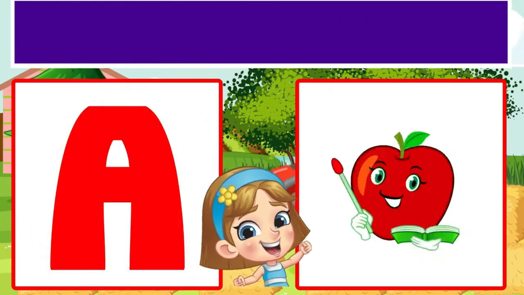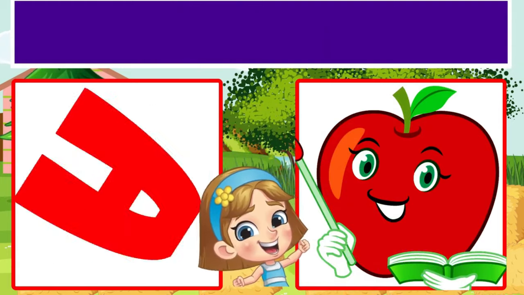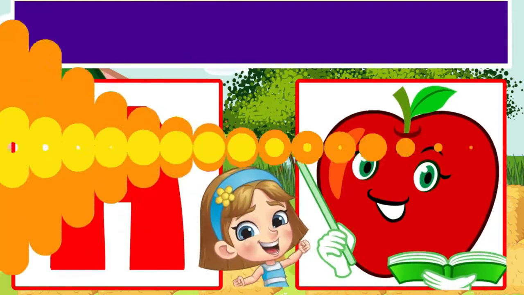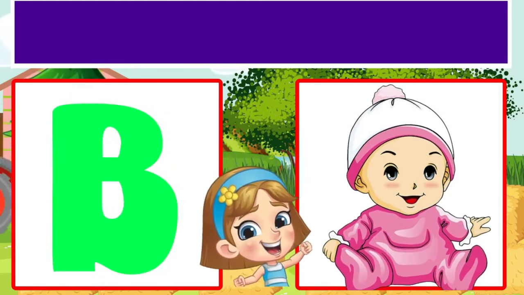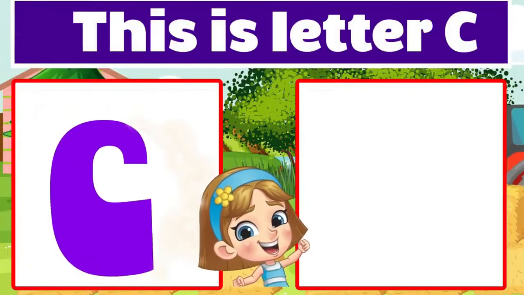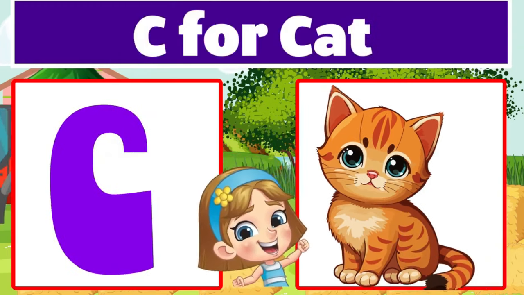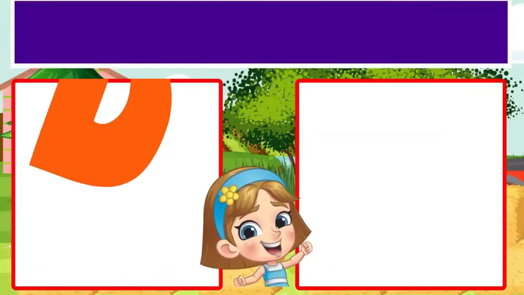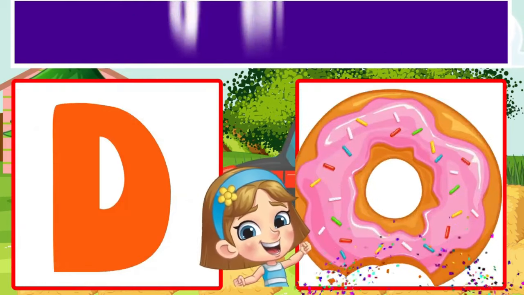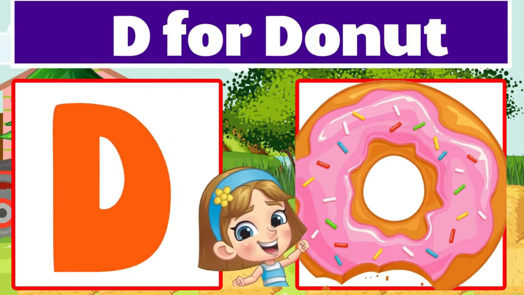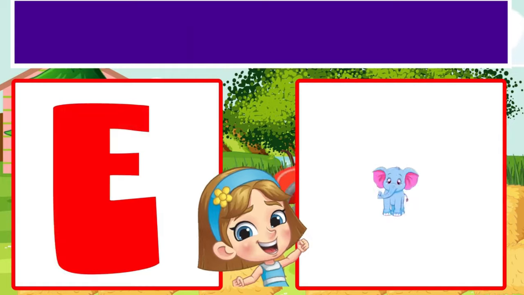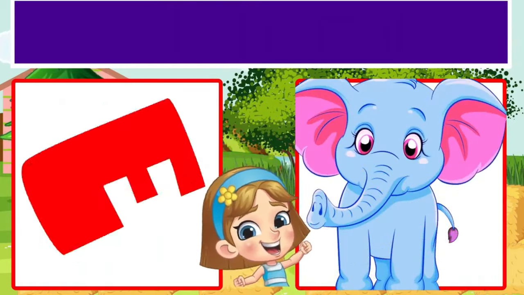This is letter A. Apple. A for apple. This is letter B. Baby. B for baby. This is letter C. Cat. C for cat. This is letter D. Donut. D for donut. This is letter E. Elephant. E for elephant.